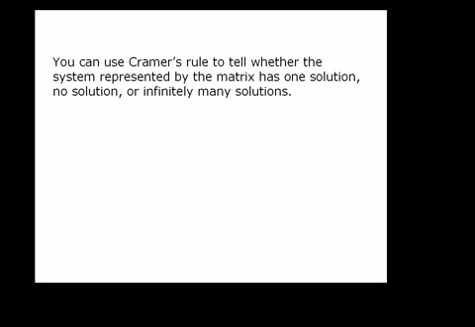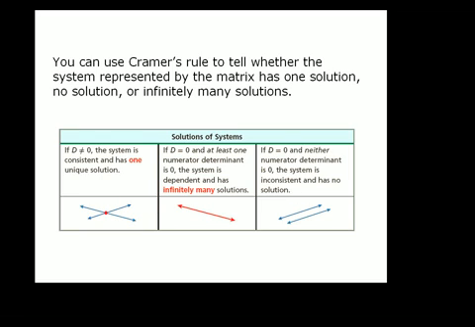You can use Cramer's rule to tell whether the system represented by the matrix has one, none, or infinitely many solutions. If the determinant is not equal to 0, the system is consistent and has one unique solution. If it equals 0, we have one of two options. If the numerators, like before where we've made some adjustments to the coefficient matrix before dividing to solve for x or y, are equal to 0, it has infinitely many solutions, and if neither is equal to 0, it's inconsistent and has no solution. So if that's a little confusing, just hang on, we're going to work a couple of examples.